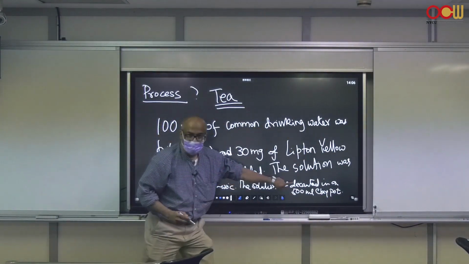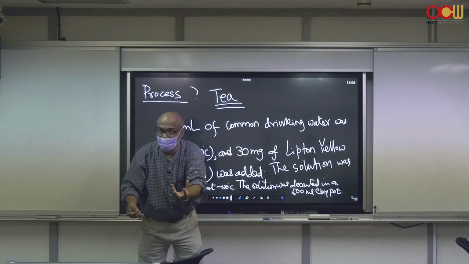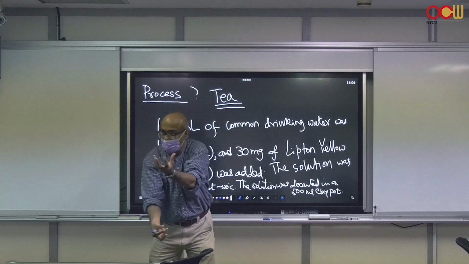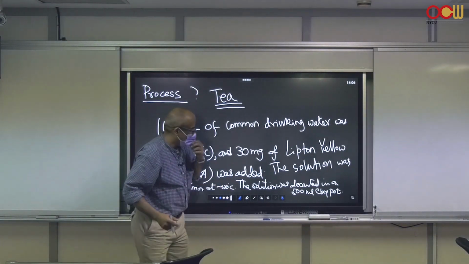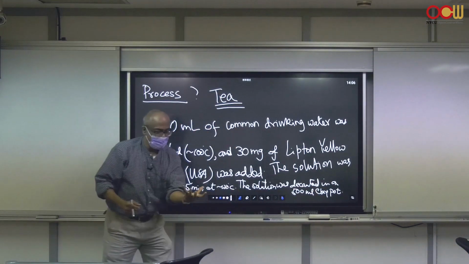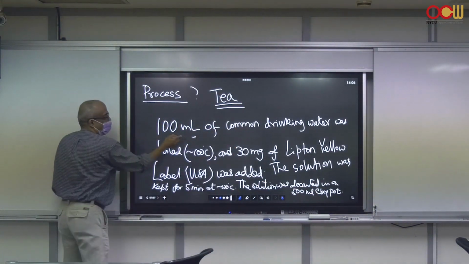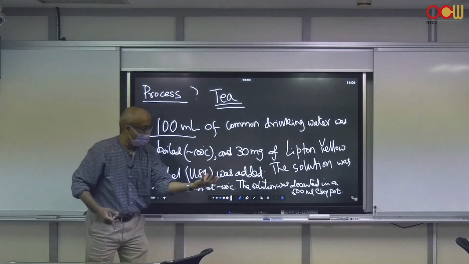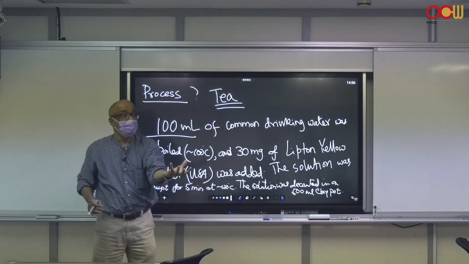The solution was decanted. Decanted means strained. Strained means you have the filter, right? Then all the tea leaves are here, the water falls down. So it's called decanted. So the solution was decanted in a 500 ml clay pot. I have a pot. Because I started with 100 ml, my pot must be bigger than that. So I take a 500 ml pot and that's my tea.